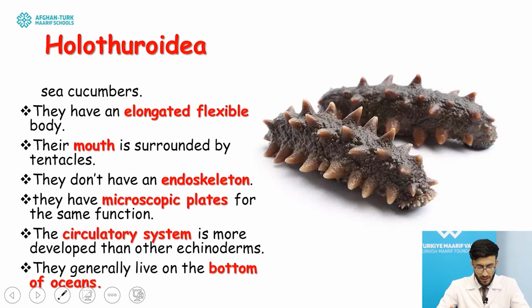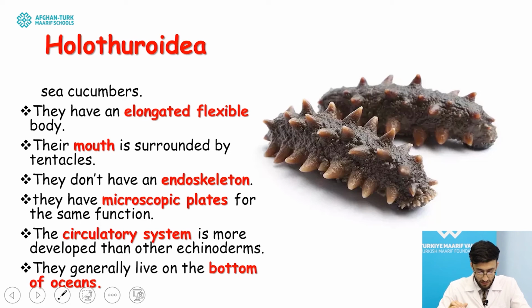Another important class is called Holothuroidea. These are their external and morphological features. As you're seeing in this picture, their body is elongated and flexible. The mouth is surrounded with tentacles. They also lack an endoskeleton, and instead they possess microscopic plates which do the same function for the animal.